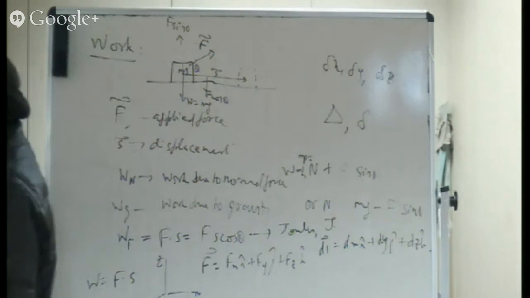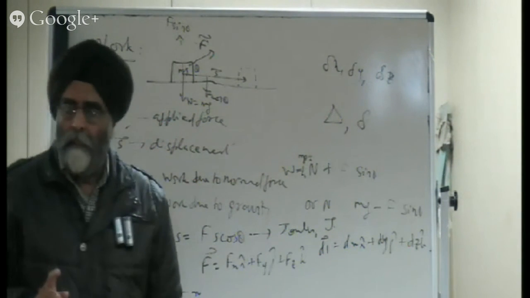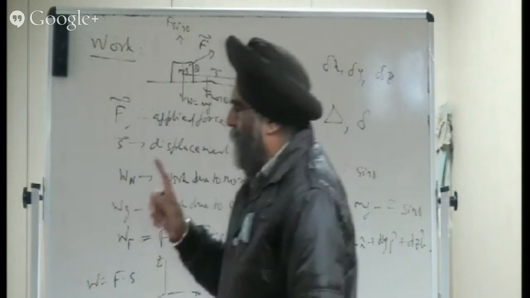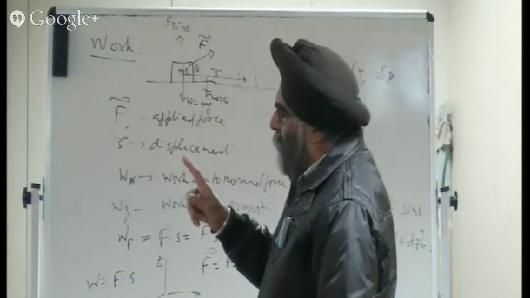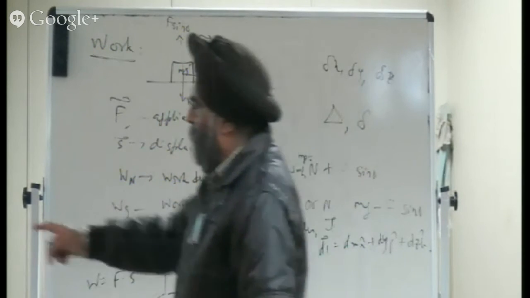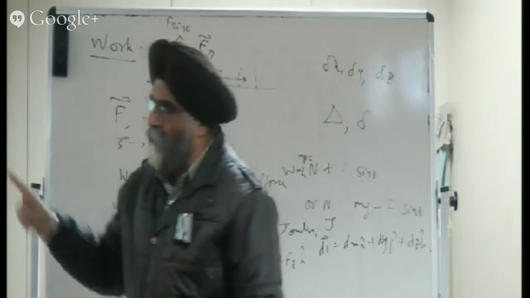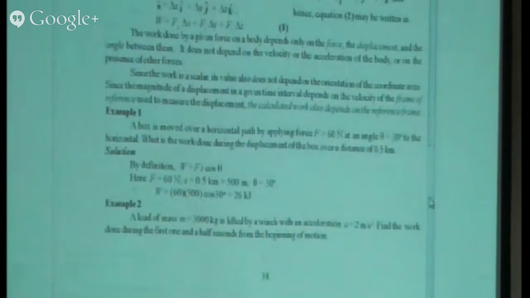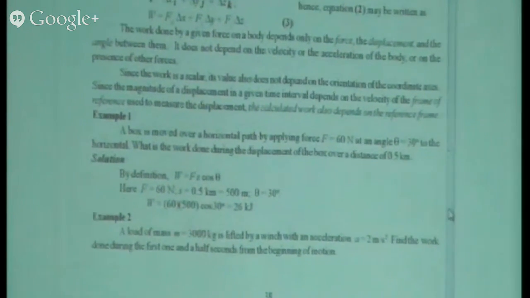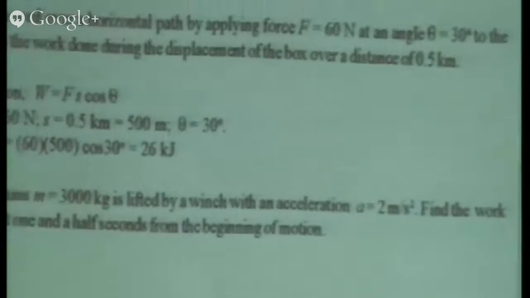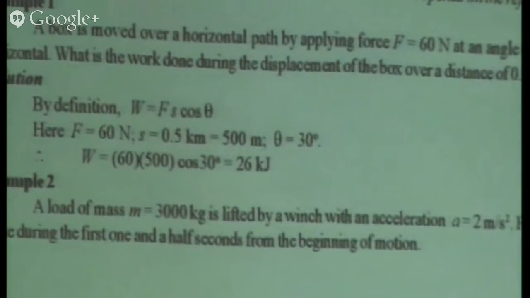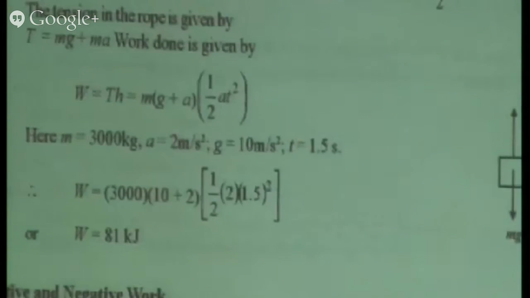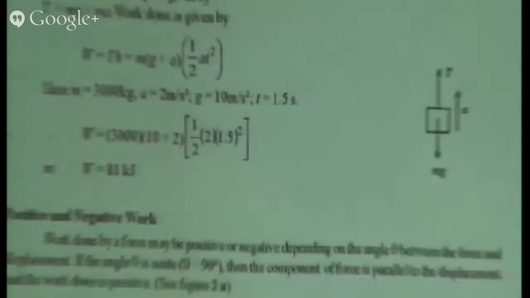Just wait here. Okay, now we take another example. You can go through the example or I'll read it for you, that will be better. Example 2. A load of mass m equal to 3000 kg is lifted by a winch. A winch is an arrangement to lift heavy weights. With an acceleration a equal to 2 meters per second square, find the work done during the first 1.5 seconds from the beginning of the motion. Now you can go to the next page.